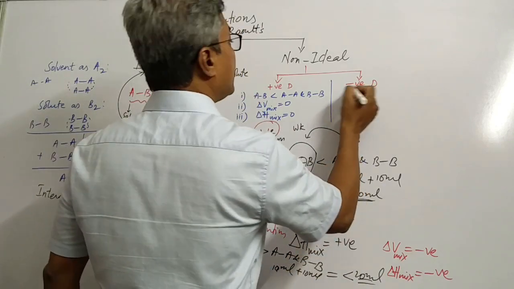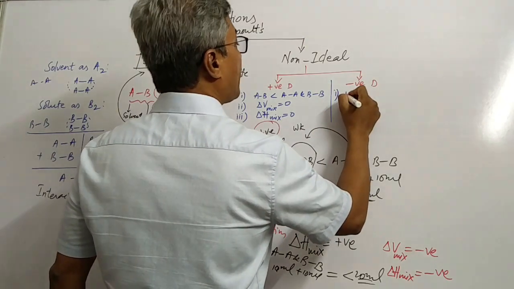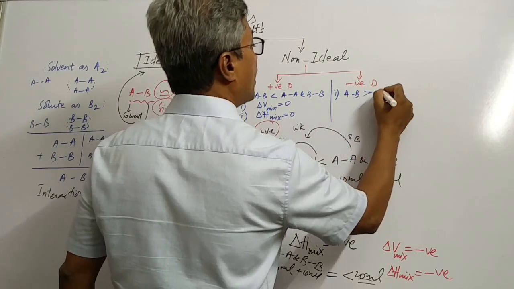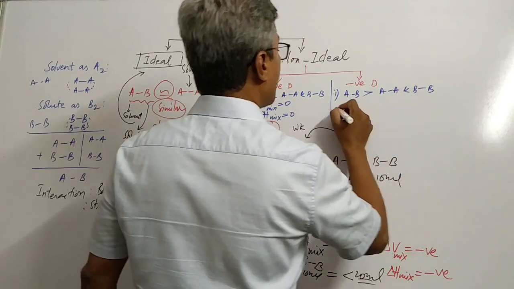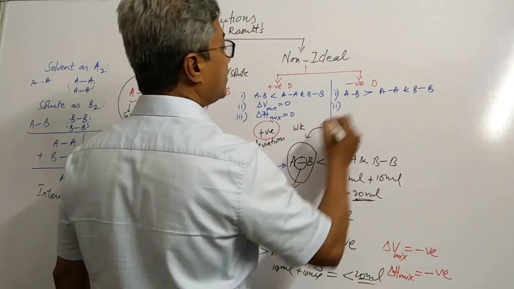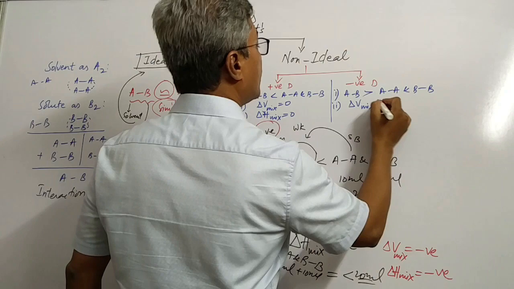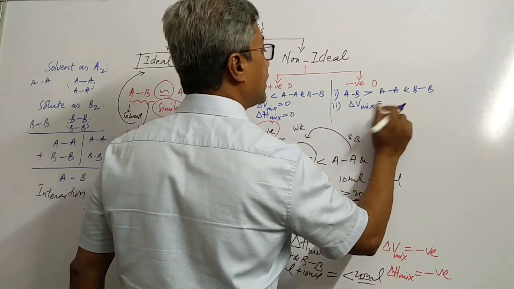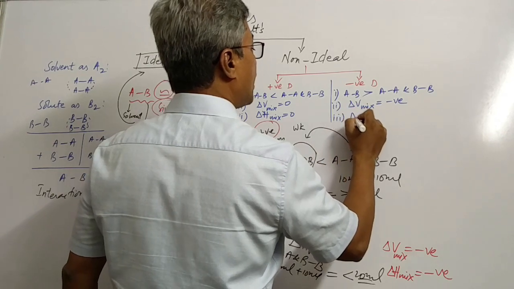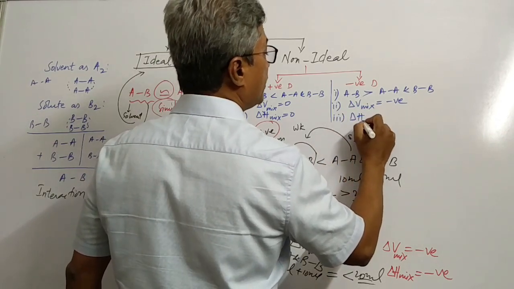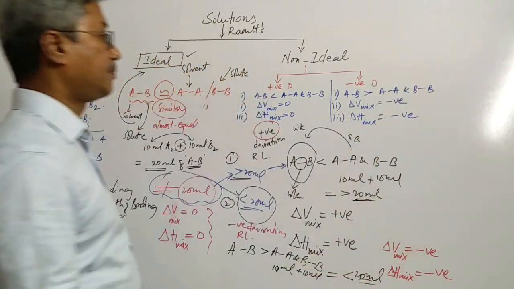And the negative deviation properties are like this. The first condition is this: AB interaction is stronger than AA and BB interactions. Second characteristic property is delta V mixing is, what is this? Less, it is negative. And third condition is delta H, the enthalpy change upon mixing, is also negative.